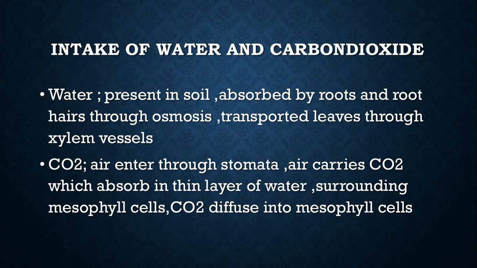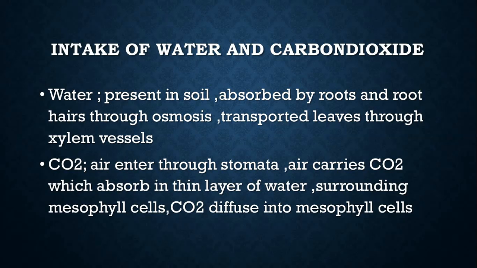Where do plants take in water and carbon dioxide? Plants take water from the soil. When we put water in the soil, the plant absorbs it with the help of roots and root hairs by the process of osmosis. You know osmosis is a process in which water molecules move from higher to lower concentration, or from dilute to concentrated solution, and the plant transports this water throughout with the help of xylem vessels. Xylem tissue is responsible for transporting water throughout the plant.